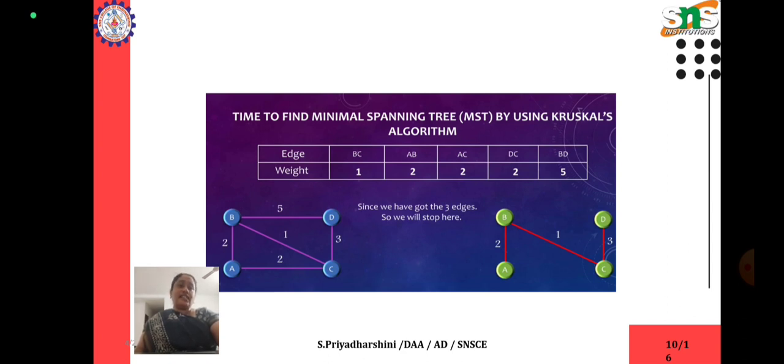Since edge DC does not form a circuit, we have selected it, and since we have got all the 3 edges, we have to stop here. We will always start from the smallest weight edge and keep selecting edges that do not form any circuit with the previously selected ones. Hence the required minimum spanning tree is given on the right side of the picture. So this is how Kruskal's algorithm works.